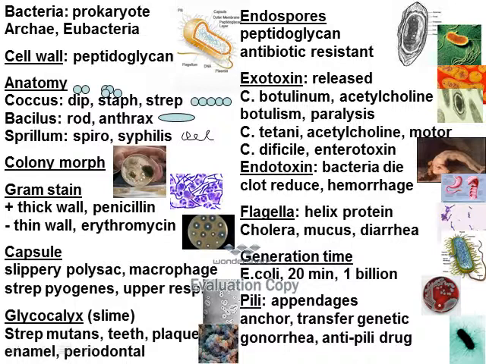Flagella is the whip. It's found in cholera. It's a protein used for swimming, such as in the mucus lining of the GI tract. Cholera causes extensive diarrhea and death in many cases. Generation time is just how fast you can reproduce, and the champ there, E. coli at 20 minutes between cell divisions and 1 billion in a day.